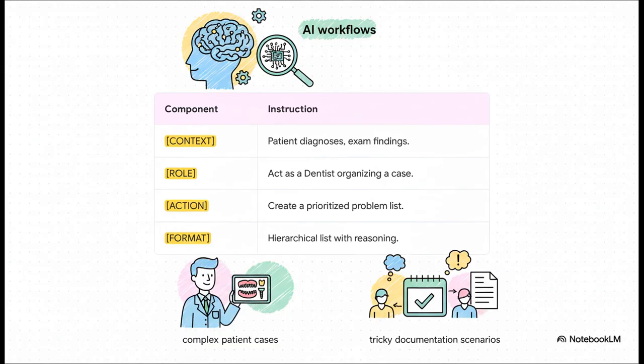So here's what that first prompt looks like. You give it context, all the patient's data, you give it a role, act as a dentist, you give it a specific action, create a prioritized list, starting with the biggest safety risks, like managing the blood thinners, and you tell it the format. You're not just asking a question, you are literally teaching the AI how to think through the case, step by step.